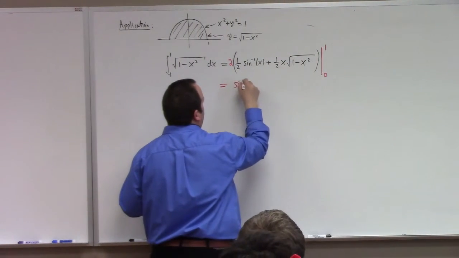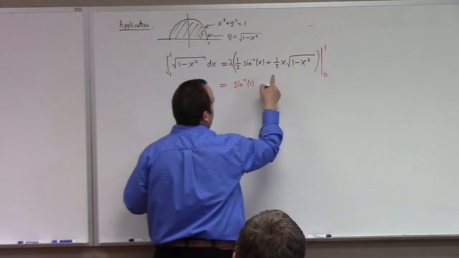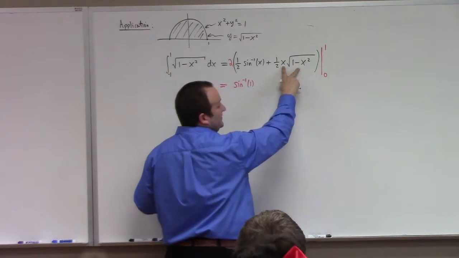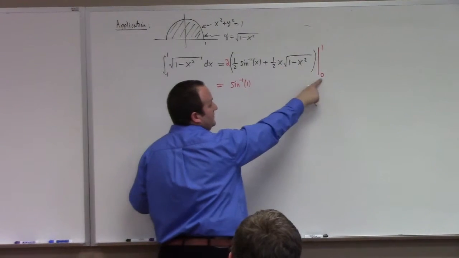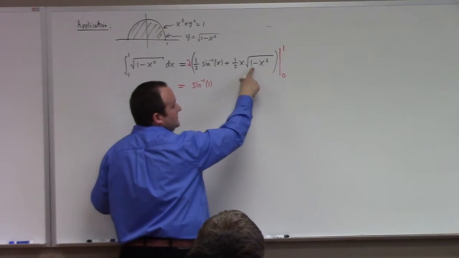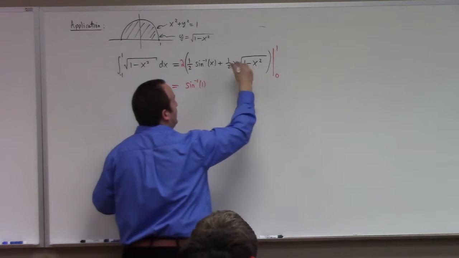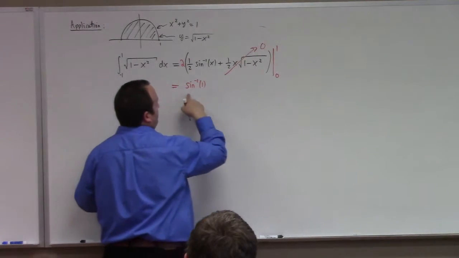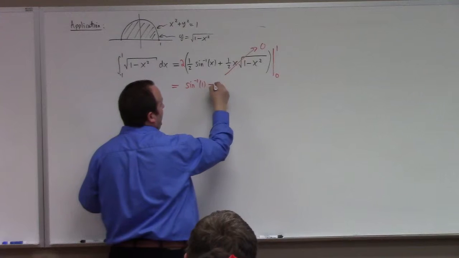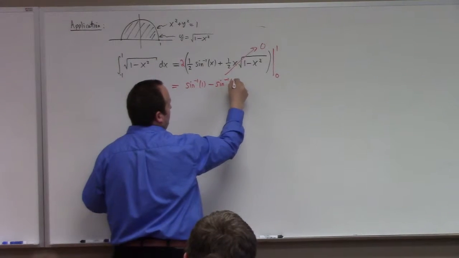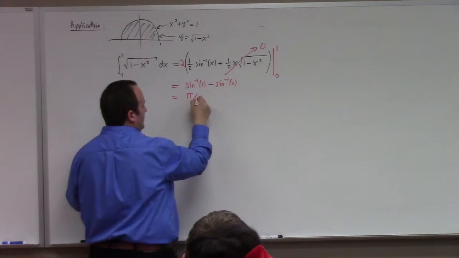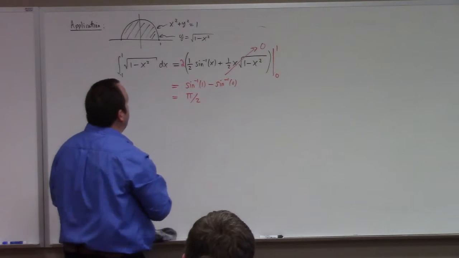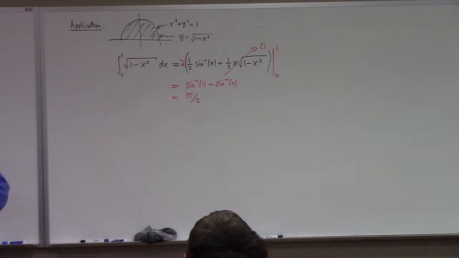Inverse sine of 1. And you notice that this is 0 at both bounds. X equals 0 makes it 0 at the lower bound. X equals 1 makes the square root 0 on the upper bound. So anyway, we can neglect this. So we have sine inverse of 1 minus sine inverse of 0. Inverse sine of 1 is just straight up pi over 2. Inverse sine of 0 is 0. And there you have it. The area of the unit circle, half of the unit circle, is pi over 2.